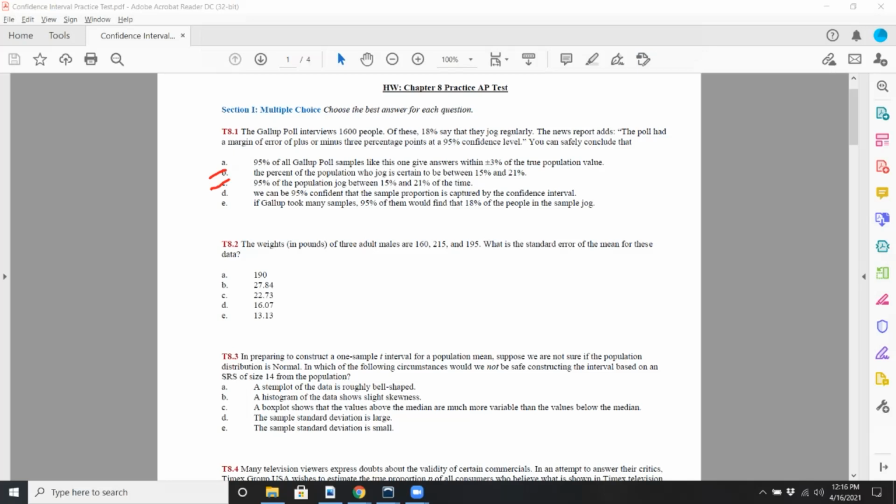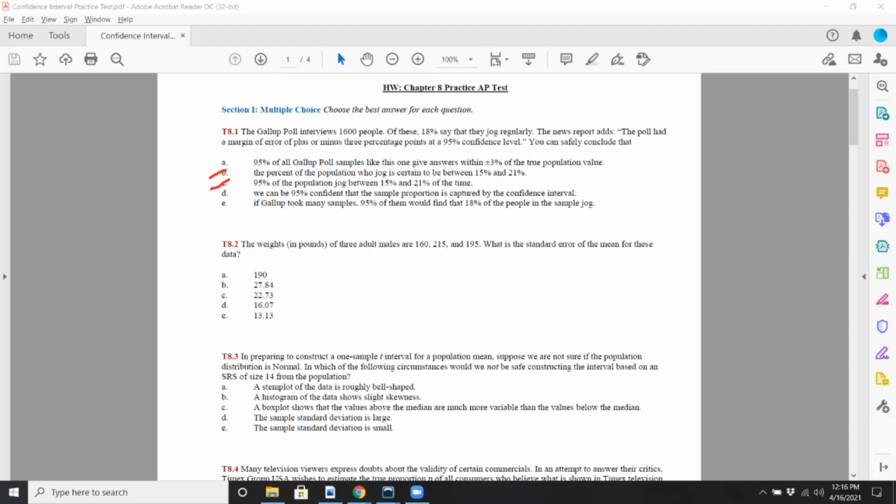If Gallup took many samples, 95% of them would find that 18% of the population in the sample jog. That's kind of tricky, actually, because E does make sense. I mean, that's kind of what I've been saying. If you do this 100 times, 95% would contain the sample proportion, and the sample proportion is 18%.